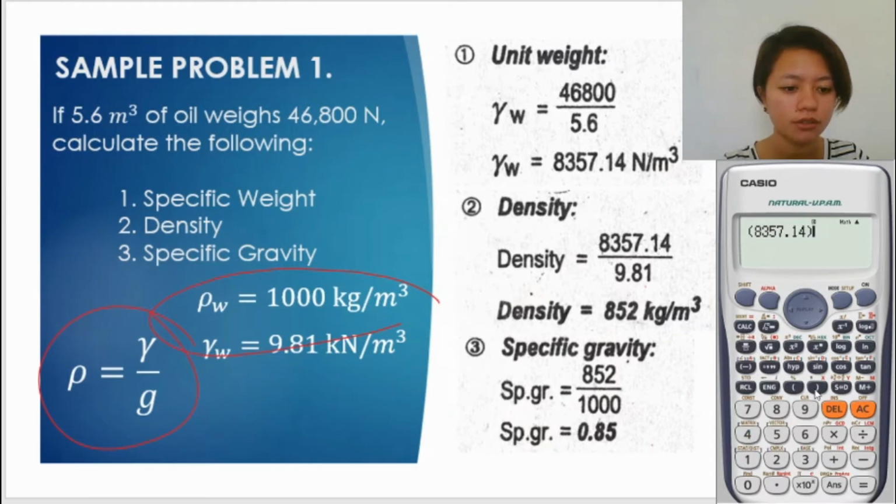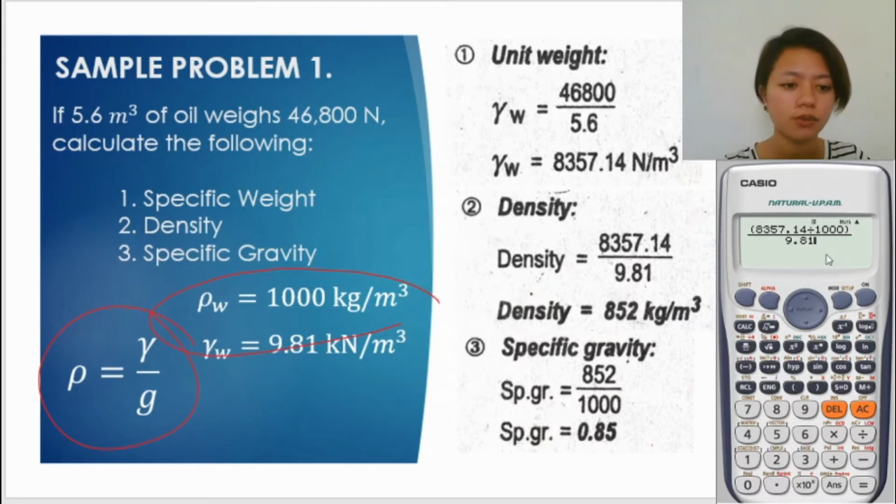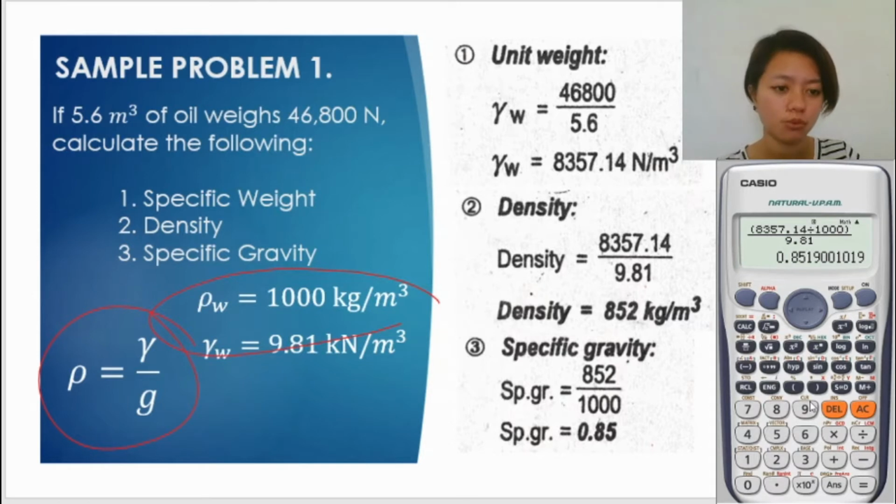8,357.14 divided by 1,000 to convert it into kilonewton, then all over 9.81 kilonewton per meter cube, the standard unit weight of water. So, equals 0.852 if you round it to 3 decimal places. So, the answers are the same. Either way, whichever you get first, that will do for your answer.